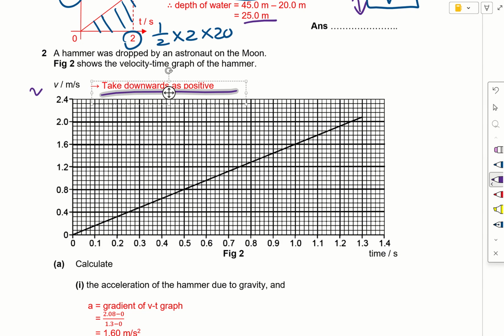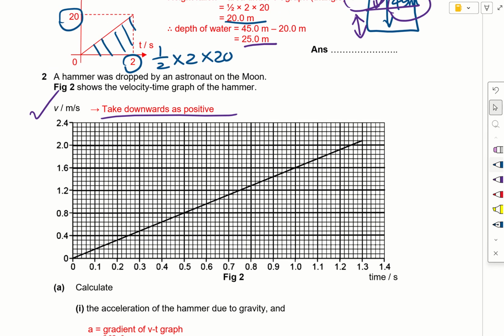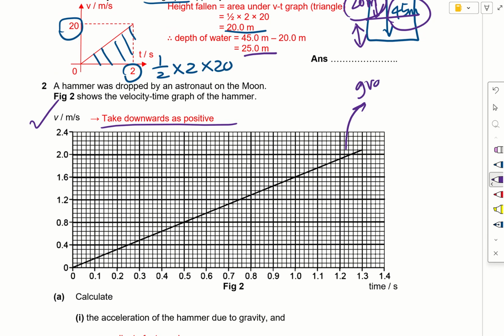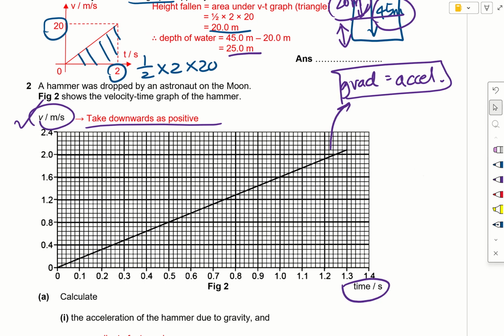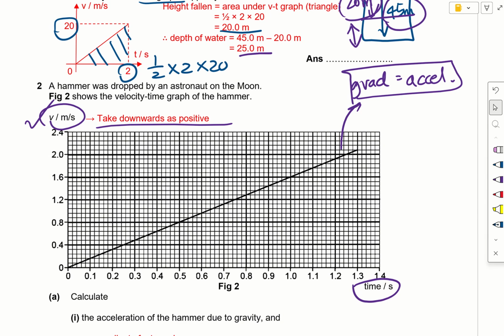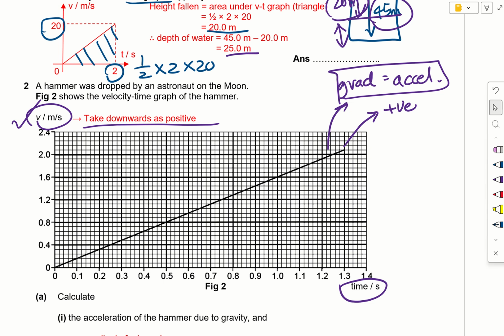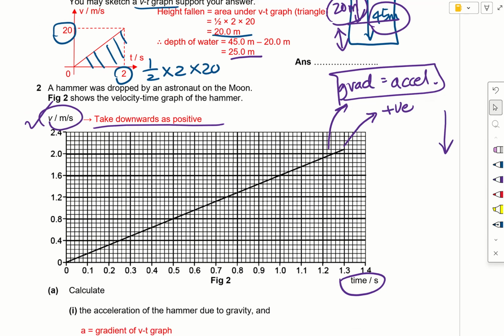Because this graph given is a VT graph, the gradient represents acceleration in a VT graph. So always check what graph you're dealing with, is it a VT graph or a DT graph? For a VT graph, the gradient represents acceleration, and you see that this gradient is a positive gradient, and the hammer was dropped downwards, right? Downwards.